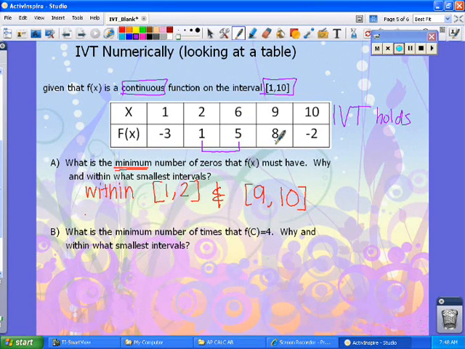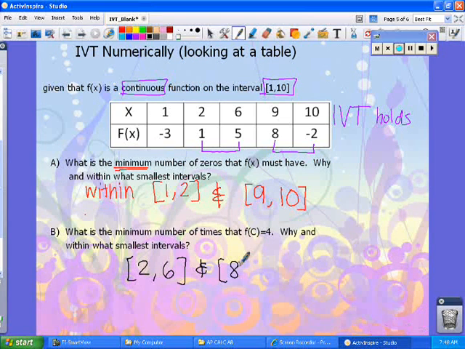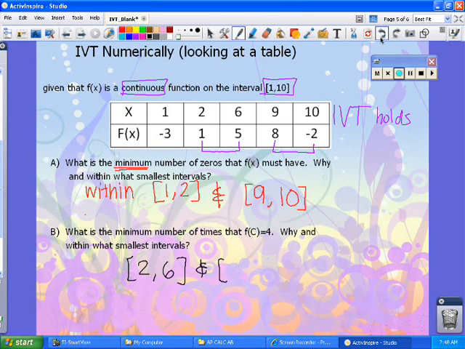So for the last one here, you would be within 2 to 6 and, oopsie, not 8. Where is the back button? 9 to 10. How many are we guaranteed? A minimum of 2 points. And here we're a minimum of 2 zeros.